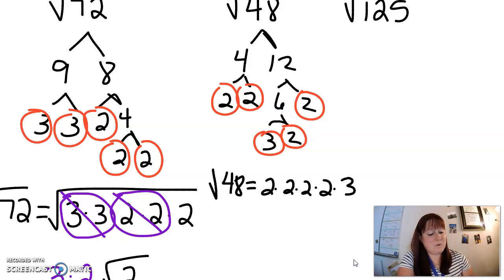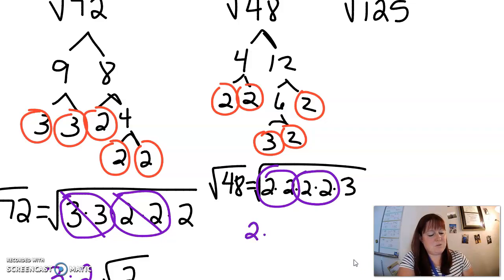Then we could rewrite the square root of 48 as the same thing. Now let's look for pairs of 2's because we're taking a square root. So we need 2 in a pair. We have 2 pairs, so we can take each of those outside and leave the 3 inside. And so in the end, we end up with 4 root 3 as our simplified answer for the square root of 48.